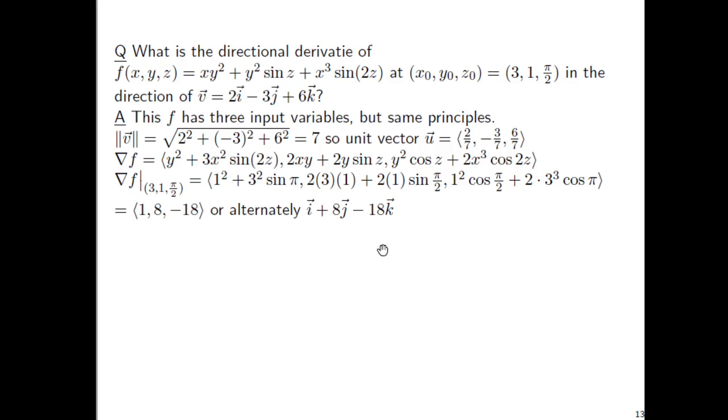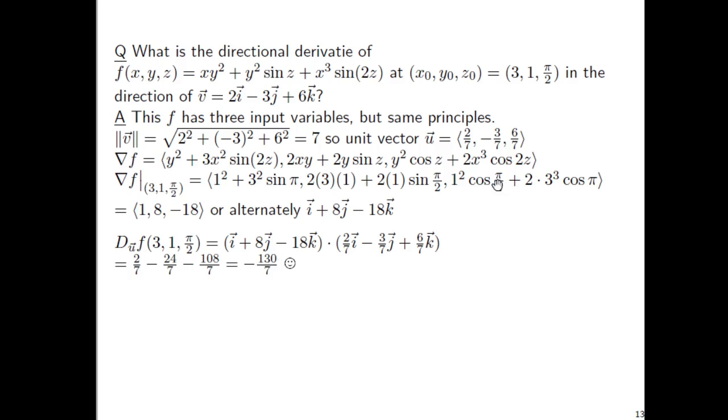Now, the thing we need to do is just say, I hope no surprise, to get the number, which is the directional derivative, we dot this <1, 8, negative 18> vector with the unit vector <2/7, negative 3/7, 6/7>. So you do this dot product for fun. I just happen to write this in the ijk notation for both of these. And when you do, 1 times 2/7 plus 8 times negative 3/7 plus negative 18 times 6/7, you get a thing that looks like this. That number happened to be negative 130 over 7.